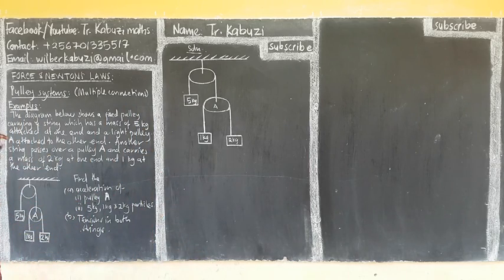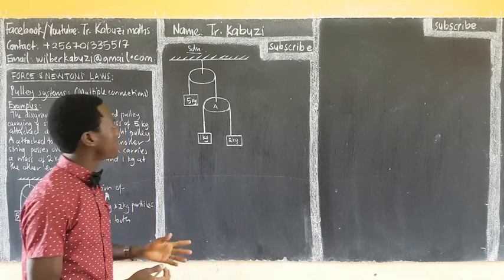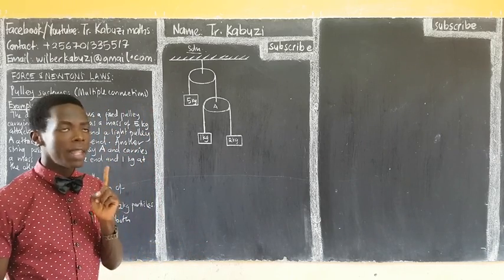Particles. Okay, so now from there, they are asking us to find the acceleration in pulley A, then the acceleration in 5, 1, and 2, then the acceleration in both strings. So here the idea is very easy. You have to focus on the direction of the acceleration.